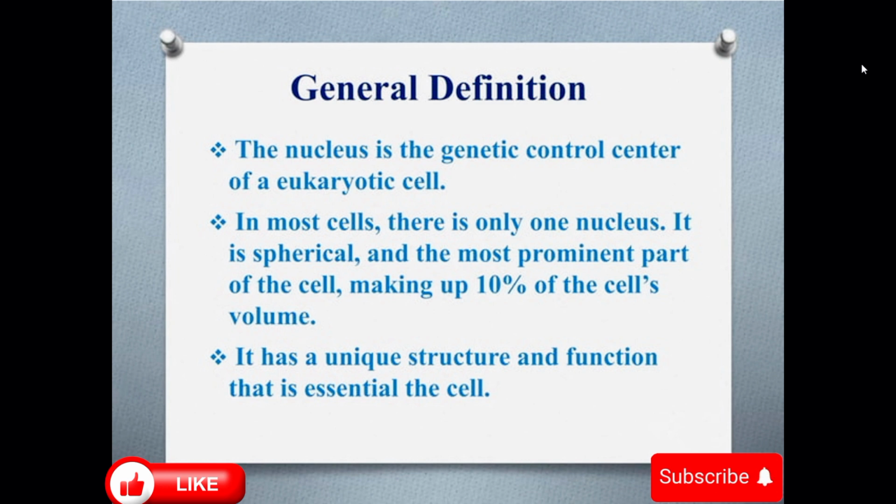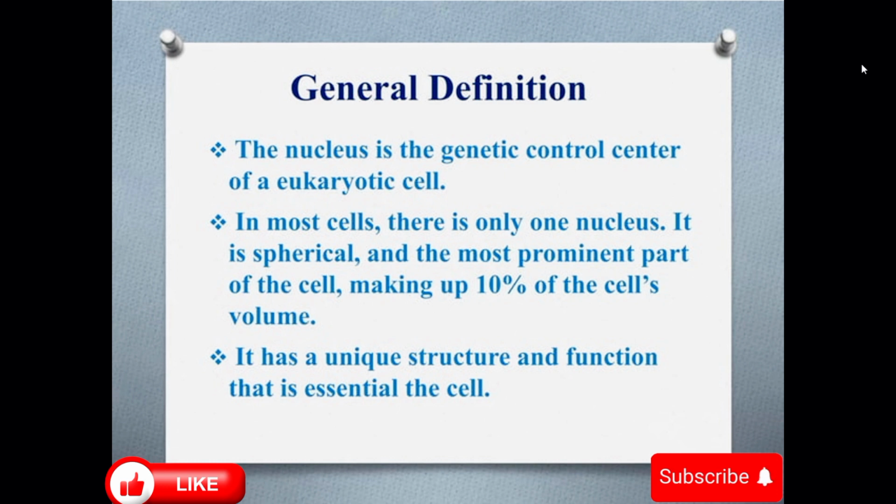In most cells, there is only one nucleus, while in some organisms, two nuclei are present within the cell, which is known as binucleate, and the nucleus which is present singly within the cell is known as mononucleate. And the cell having more than two nuclei is known as multinucleate. It is spherical and the most prominent part of the cell, making up 10% of the cell volume.